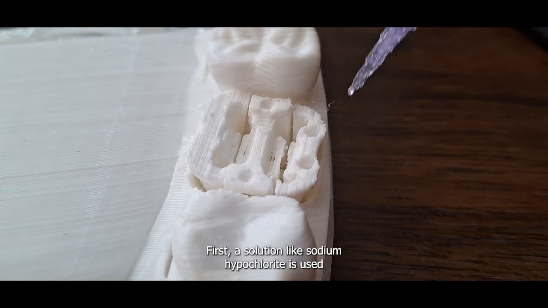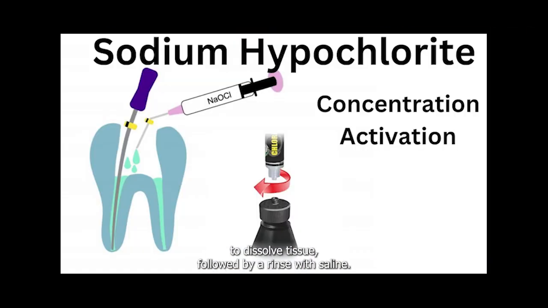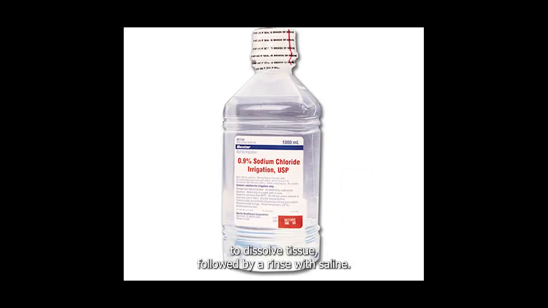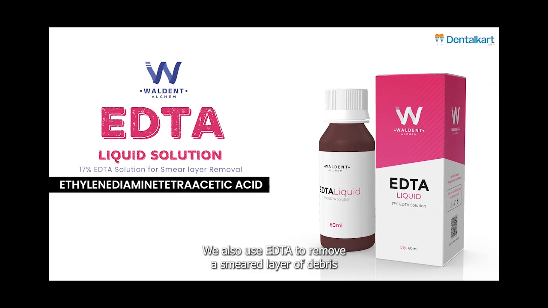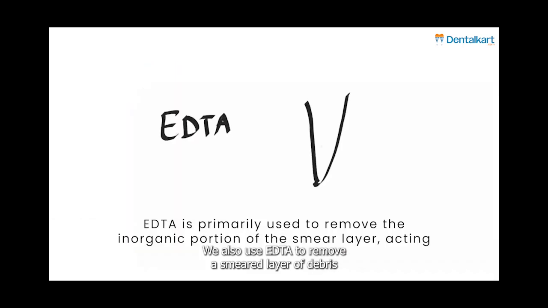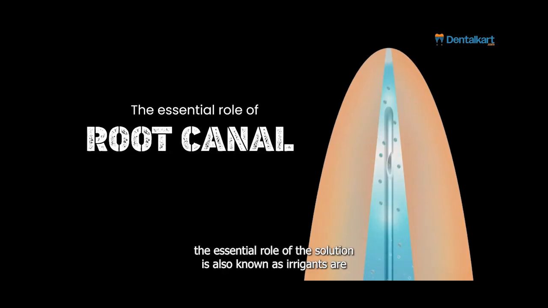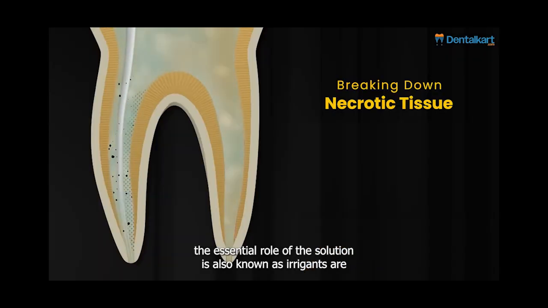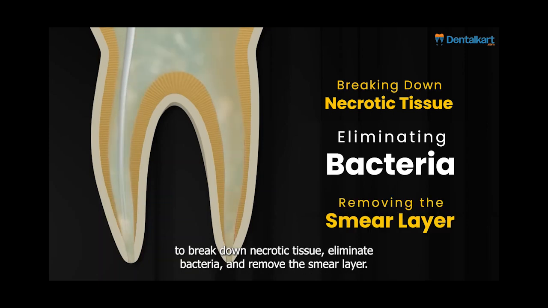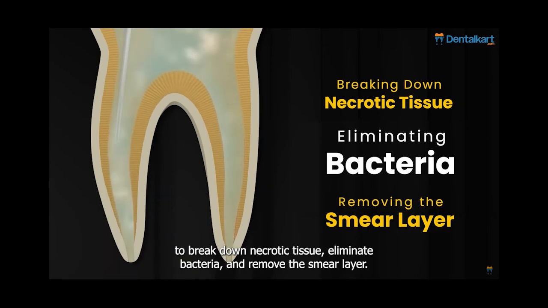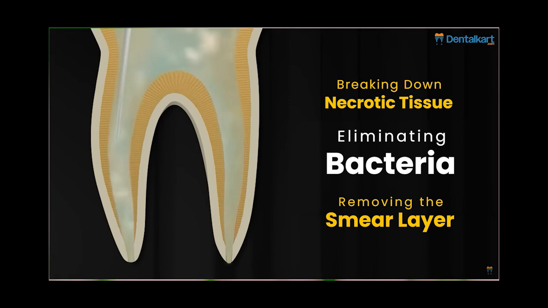First, a solution like sodium hypochlorite is used to dissolve tissue, followed by a rinse with saline. We also use EDTA to remove a smear layer of debris from the canal walls, and sometimes chlorhexidine as an additional disinfectant. The essential role of these solutions, also known as irrigants, is to break down necrotic tissue, eliminate bacteria, and remove the smear layer.